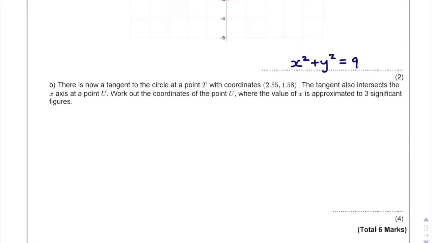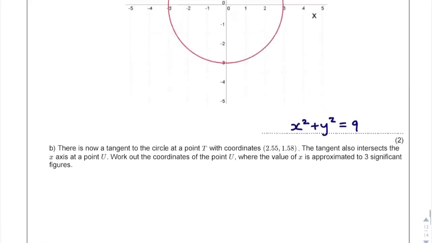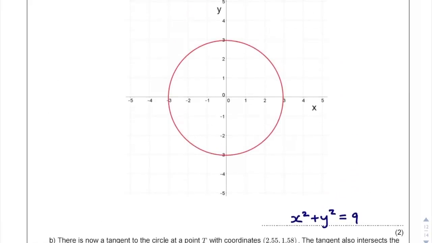Now, part B says there is a tangent to the circle at a point T with coordinates 2.55, 1.58. The tangent also intersects the x-axis at a point U. Work out the coordinates of the point U where the value of x is approximated to 3 significant figures. Okay, so what we're doing is we're using this equation for this circle, and we're trying to work out where the tangent at the point 2.55, 1.58 intersects the x-axis.